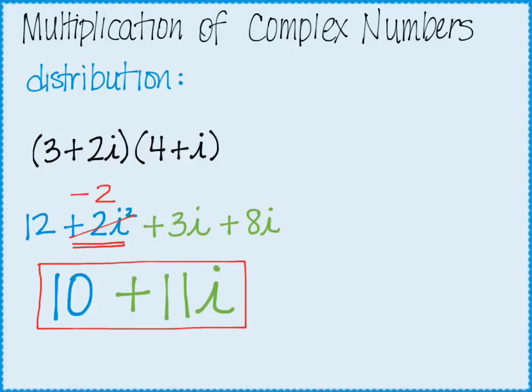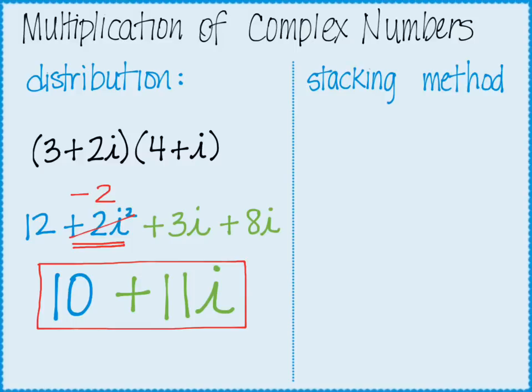Now this distribution method, multiplying the first, the 3 and the 4, and then the 2i times the i, and so on, is the way the textbook's typically going to show you. I prefer the stacking method, and I showed you that with radicals, specifically for when we deal with complex multiplication. So I stacked them, and here are two different complex numbers that I am going to multiply. I've got 6 plus 9i, and the other number is 4 minus 5i.